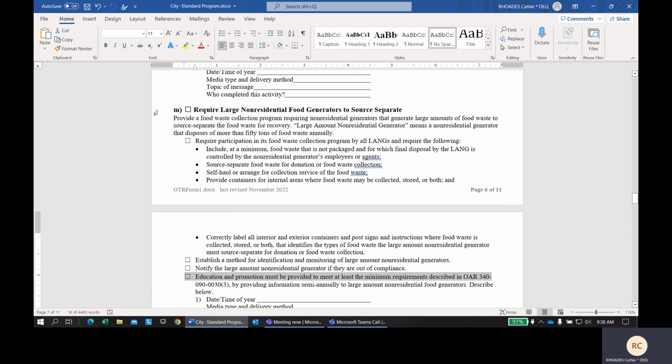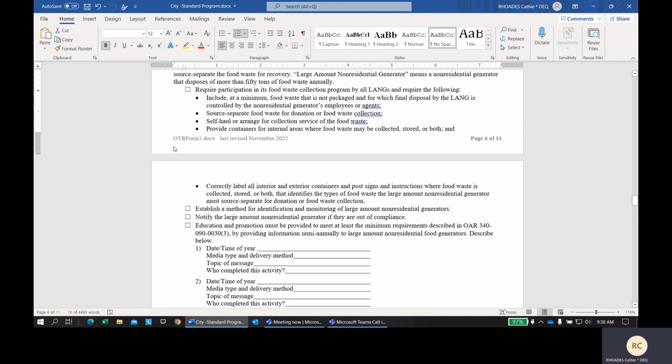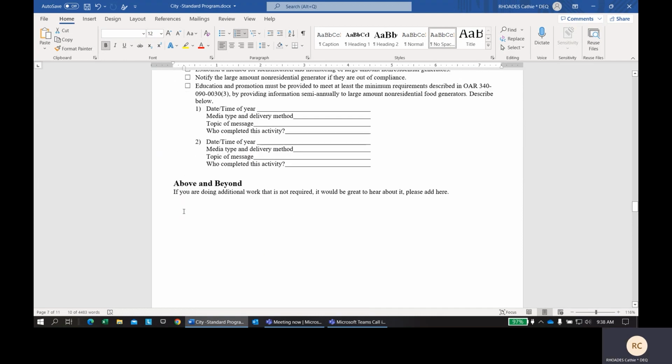quantity generators. Now, once again, M is different than I, which is just providing an opportunity for food waste generators to compost. This requires the large generators to participate in this program. So it is a requirement, not an option. At the end of the form, we have provided a space for you to tell us what you're doing above and beyond the requirements. If you want to tell us all the great things that you are doing that aren't required, we'd like to hear about it, and you can provide that information here.